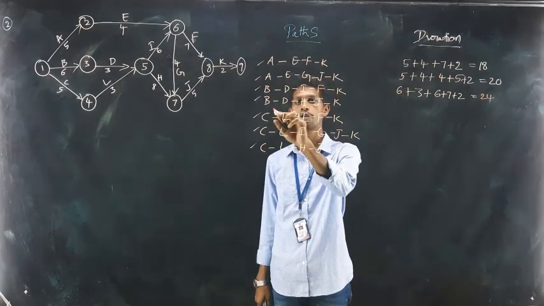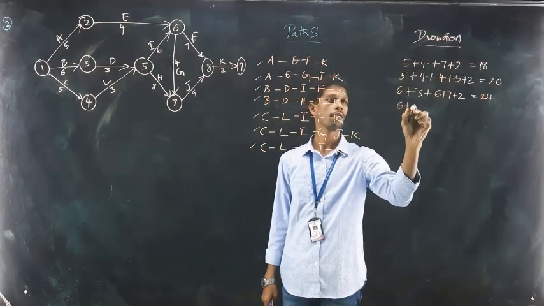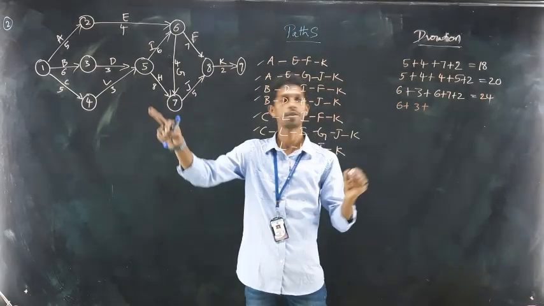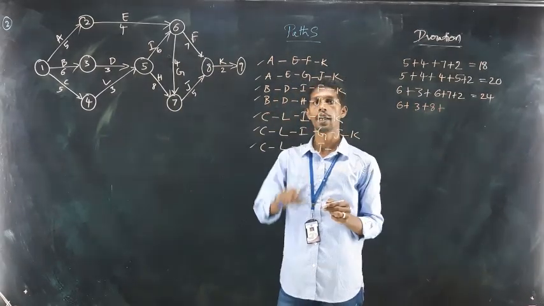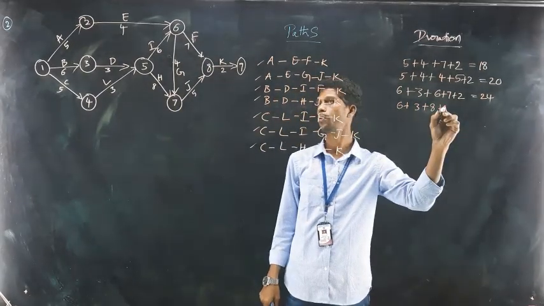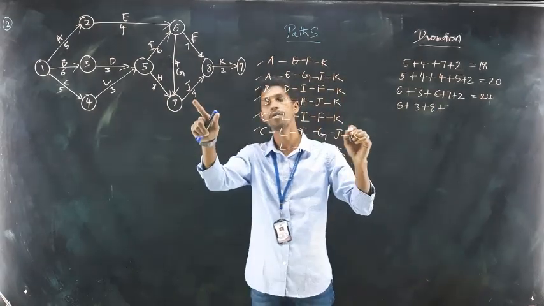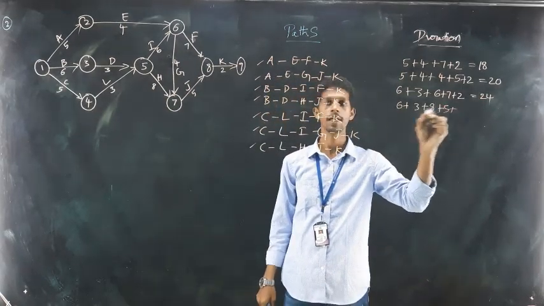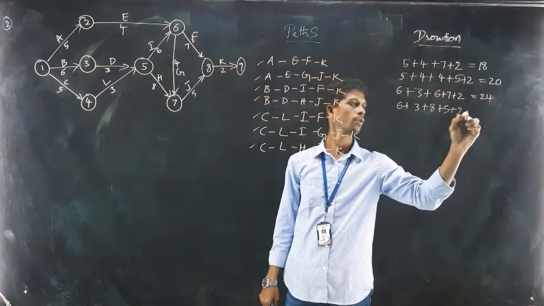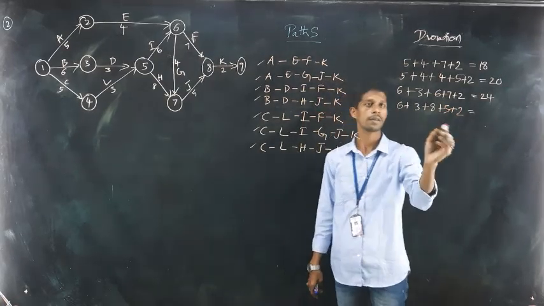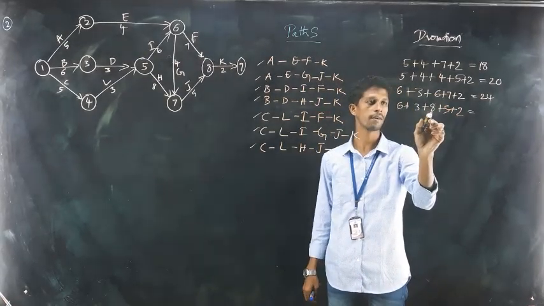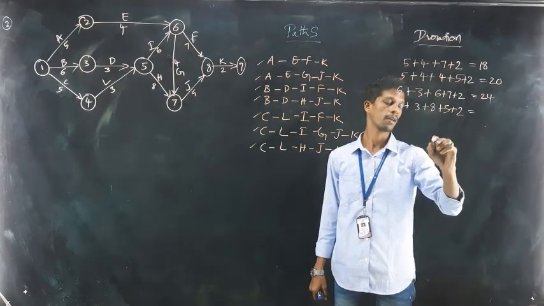Okay, then the fourth one: B 6, D value 3, and what about the H value? 8, and J value 5, and K value 2. Okay, how much? 9 plus 8, 17, 17 plus 5, 22, 24.